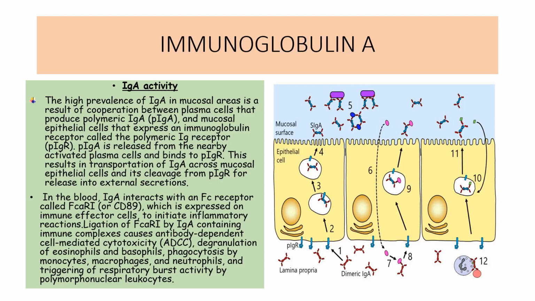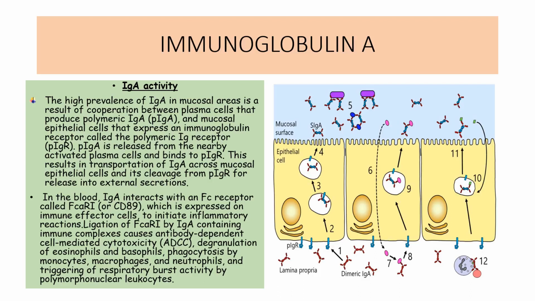IgA will bind with the pIgR, that is the receptor cells. The receptor cells will take the IgA in the epithelial cell through endocytosis, where the secretory protein is attached, and through proteolysis the receptor is released and SIgA is released into the mucosal surface.